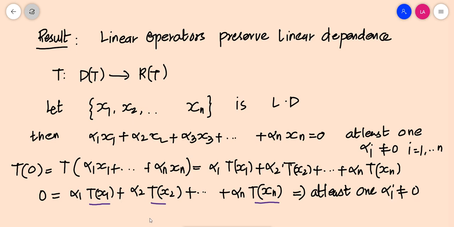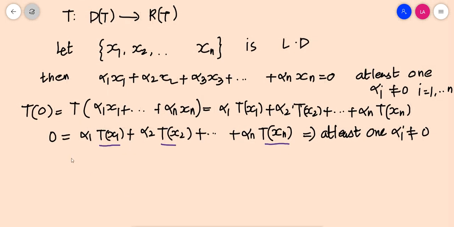Which means that T of x1, T of x2, etc., T of xn is linearly dependent. So we started with a set x1, x2, etc., xn which is linearly dependent, and we have now proved that its image T of x1, T of x2, etc., T of xn is also linearly dependent. So T preserves linear dependence. This is the theorem.